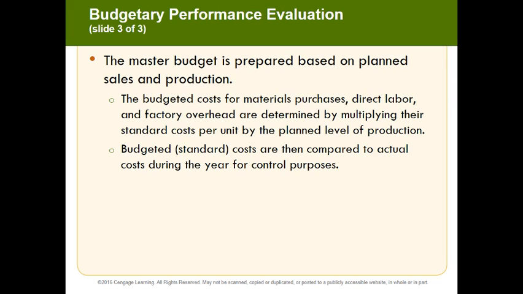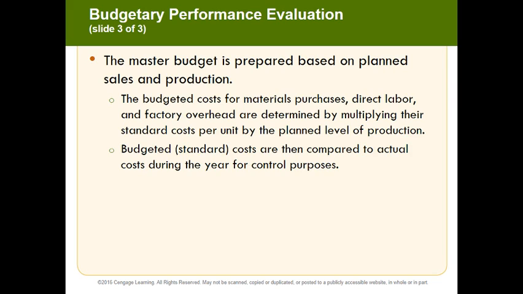Now, we talked about the master budget just a little bit and how all those various budgets, the sales budget, the production budget, the sales administrative expenses budget, the cost of goods sold budget, all of those roll up and create our master budget. We create it based on what we expect, what we plan for sales and production. Those budgeted costs for materials purchases, for direct labor, and factory overhead are typically determined by multiplying their standard cost per unit by that planned level of production as associated in the production budget.